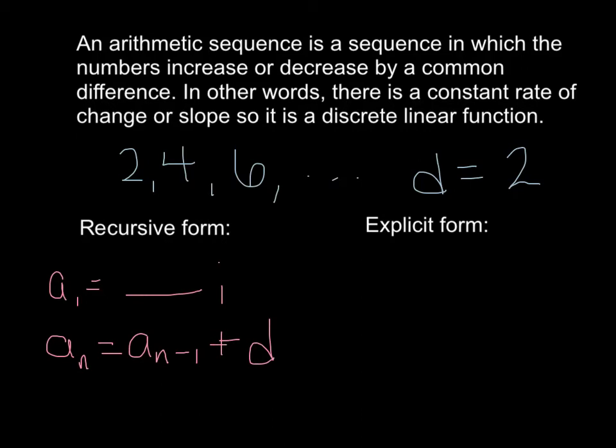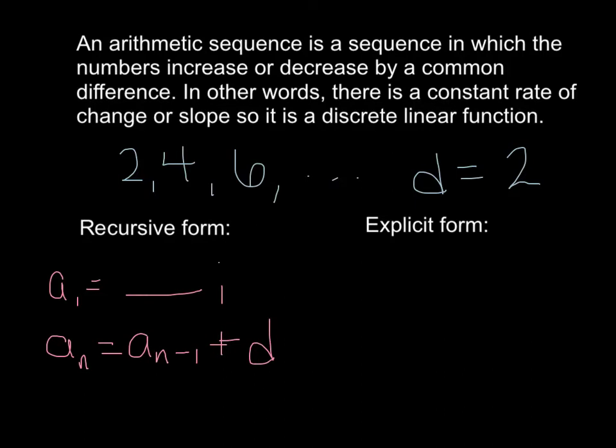The recursive form is pretty simple to write, however, it can be very difficult to use. If you are asked to provide the 50th term, you would need to know the 49th term. But to know the 49th term, you would need to know the 48th term. And so it could be very time-consuming if you were asked to find a term that falls further into the sequence. So that is the point of having the explicit form. The explicit form may be a little bit trickier to write, but it is definitely a more useful form.